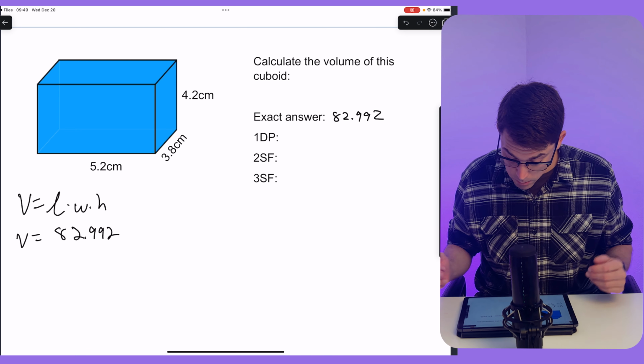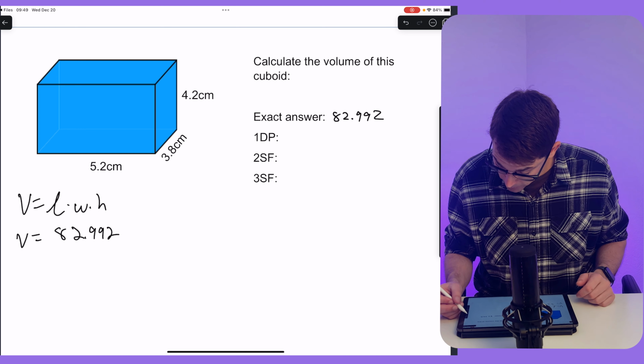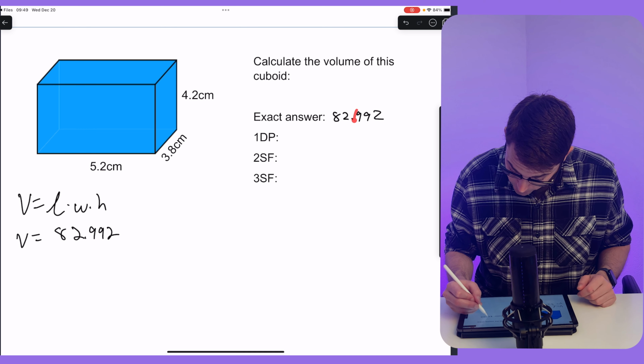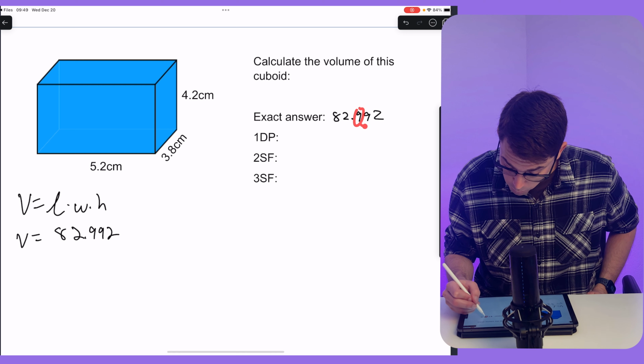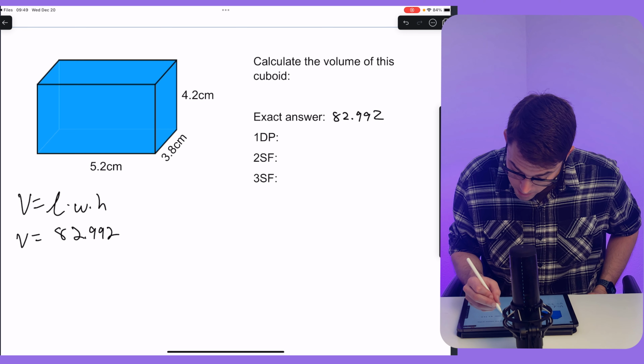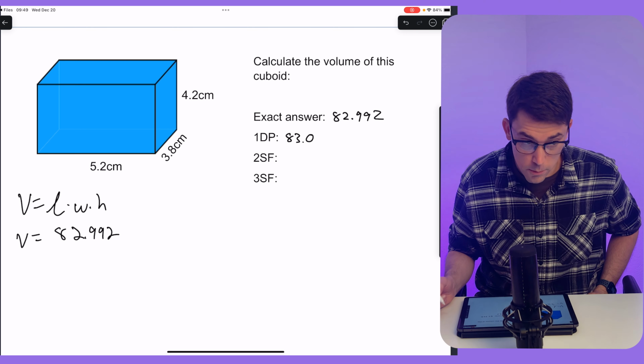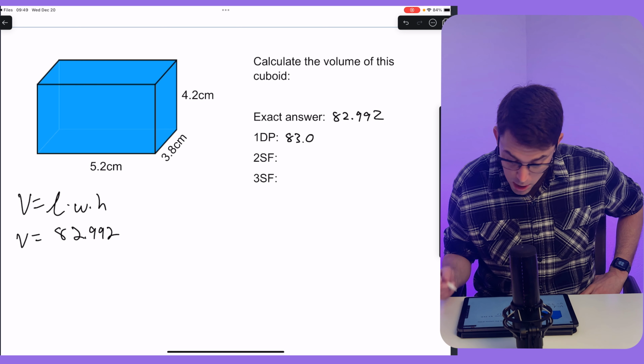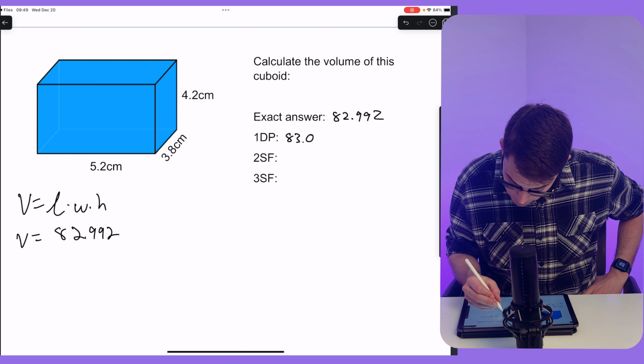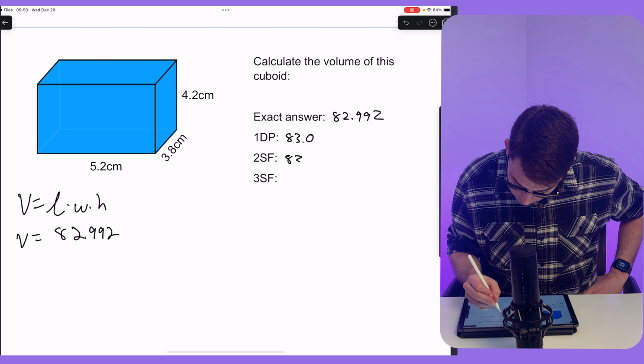And then to one decimal place, so again, I just want one decimal place. I see here that I have my 9, and then to the right I have another 9, so that's going to round up, making this 83.0. Okay, that's to one decimal place. To two significant figures would just be, well, 83.